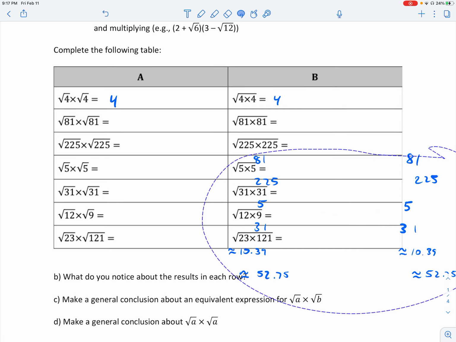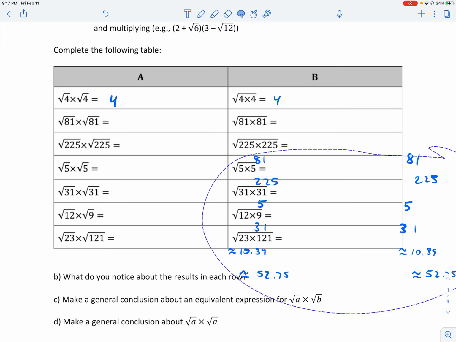Two outside ones. 2 root 2 times negative root 3. Well, we're going to do our 2 times the negative 3 first. We'll get minus 6. And then we got root 2 times root 3. Well, that's going to be 2 times 3, so that'll be root 6.